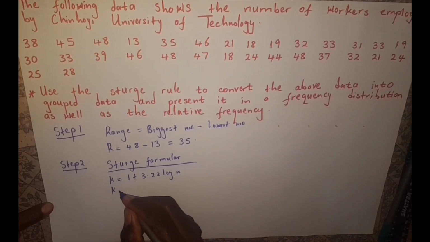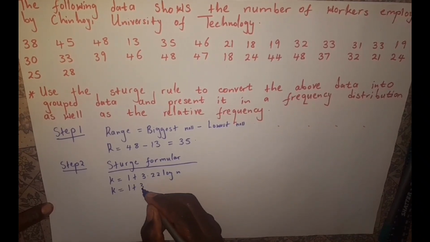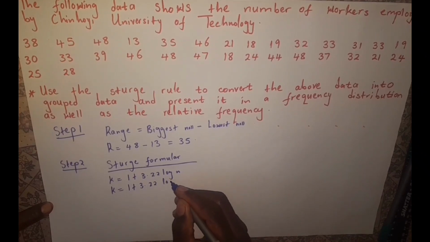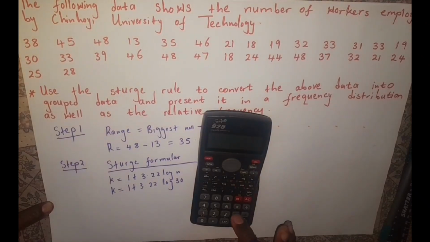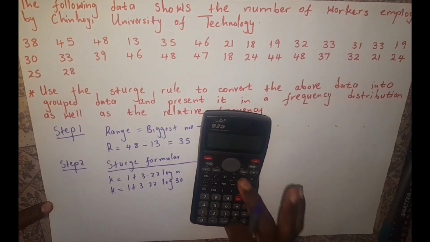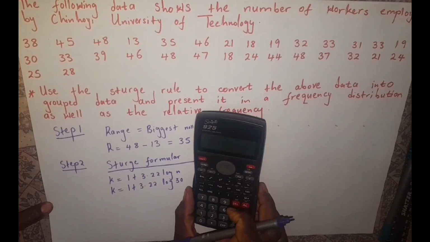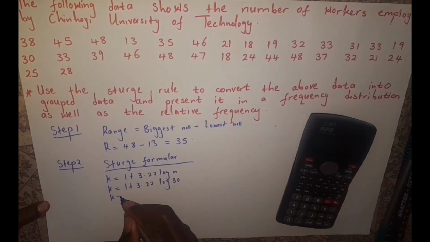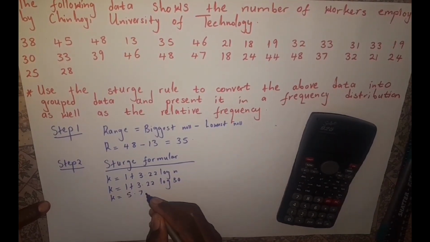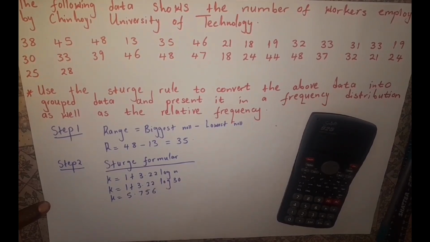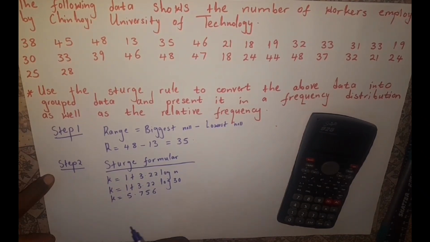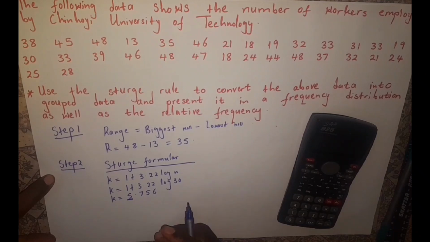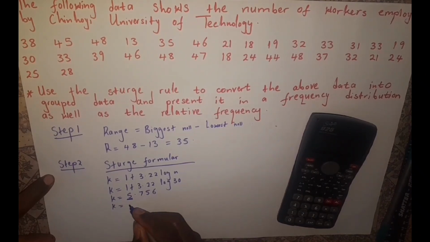So we are going to say k is equal to 1 plus 3.22 log 30. If we find it on our calculator, 1 plus 3.22 log 30 gives the number of classes as 5.756. As I said earlier in the other video, if we get the number of classes with a decimal, we are going to round this first digit up to the next whole number. So here we are going to round off this 5 to 6.